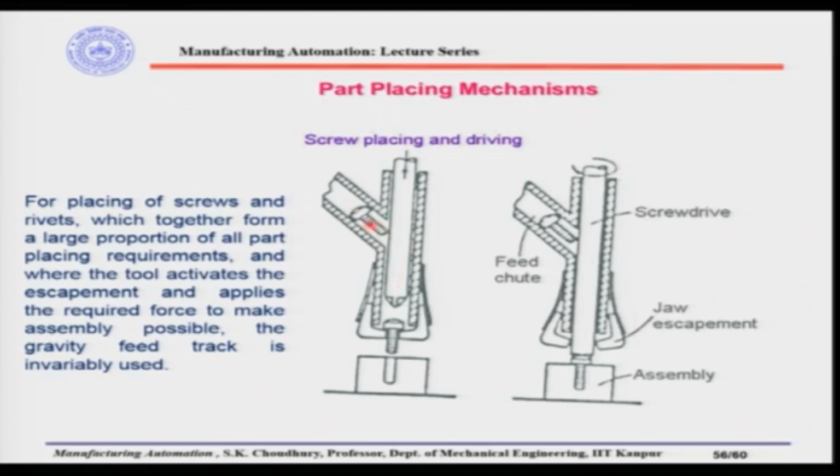For example, here the part is placed, and there are jaws here, so that the jaws can act as an escapement, and after that the screwdriver comes in and rotates to impart the torque. So, for placing of screws and rivets, which together form a large proportion of all part placing requirements, and where the tool activates the escapement and applies the required force to make assembly possible, the gravity feed track is invariably used. In all these cases the gravity feed track is used.